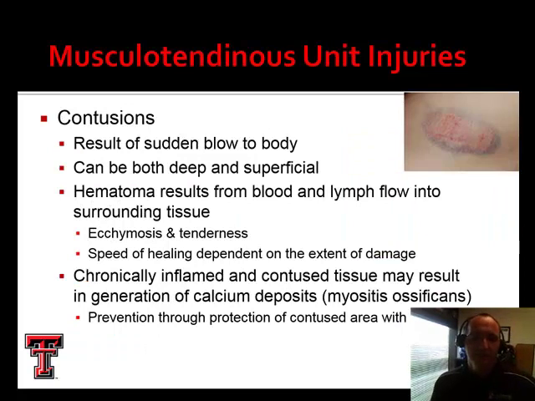Okay, a contusion is a result of a sudden blow to the body. This could be from an opponent, could be from a stick, ball, puck, could be any number of non-yielding implements or body parts. These can be deep or superficial. Deep contusions involve deeper layers of the skin, and either way, our concern here is whether or not we have a hematoma, and this is a collection of blood in the muscle tissue. Is our biggest concern here.